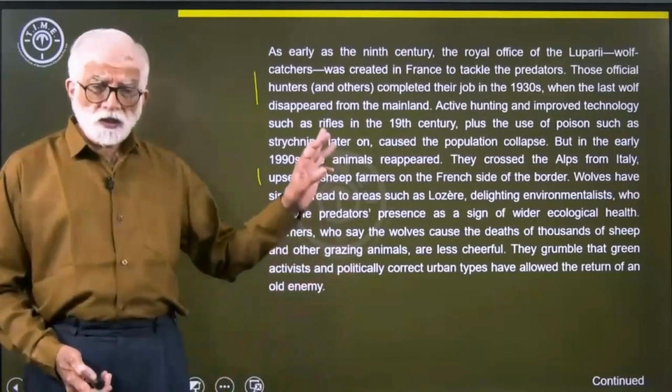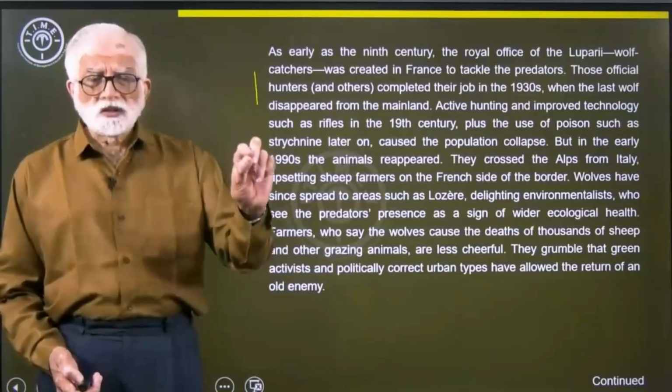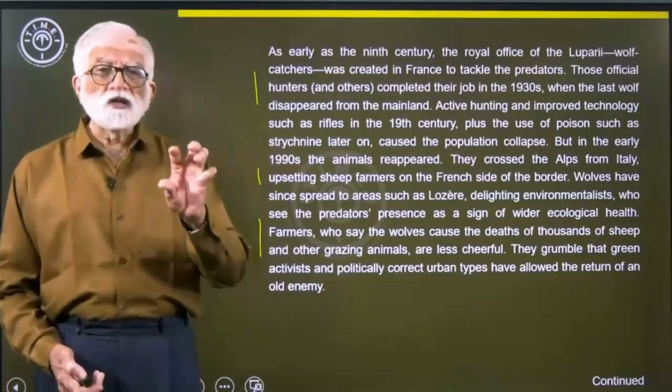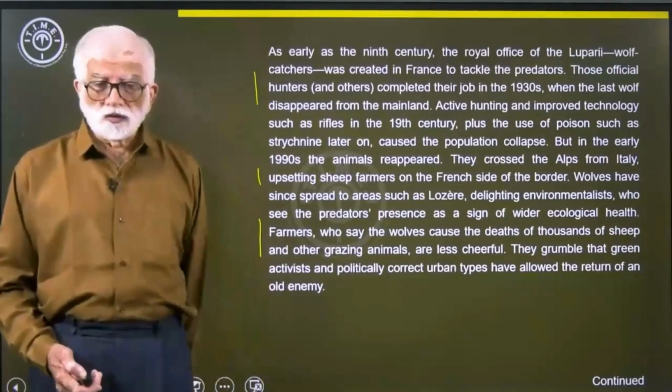So you realize by now you've understood that all we've been told is that while wolves were once eradicated from France, they are now back, and we are looking at the particular situation of a place called Lozère, where farmers seem to have a problem with wolves.